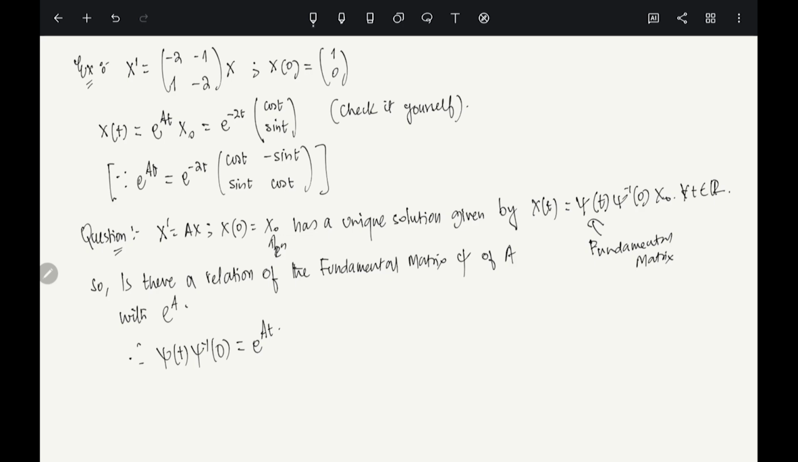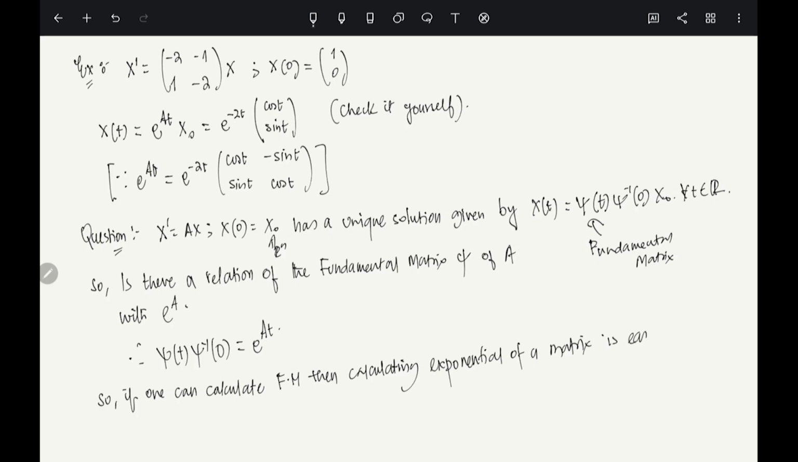So this is another way of calculating e^{At} if you want. We'll explore all these things in future videos, but for now it is just for information. If one can calculate the fundamental matrix, or if it is given, then calculating the exponential of a matrix is easy. Now please remember, this actually holds only when it is constant coefficient. For a variable coefficient equation, you can of course write the solution in terms of the fundamental matrix, but you cannot have this relation. Clear? Okay, so phi of t times phi inverse of 0 is nothing but e^{At}. Clear? Okay, so with this I am going to end this video.